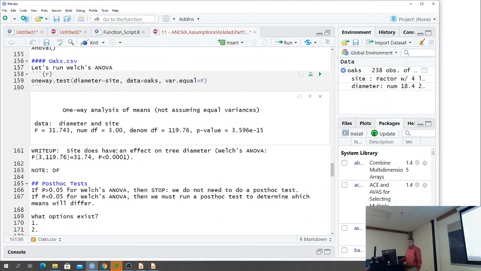So we have that. And I do put a note here just to remind us about the degrees of freedom.